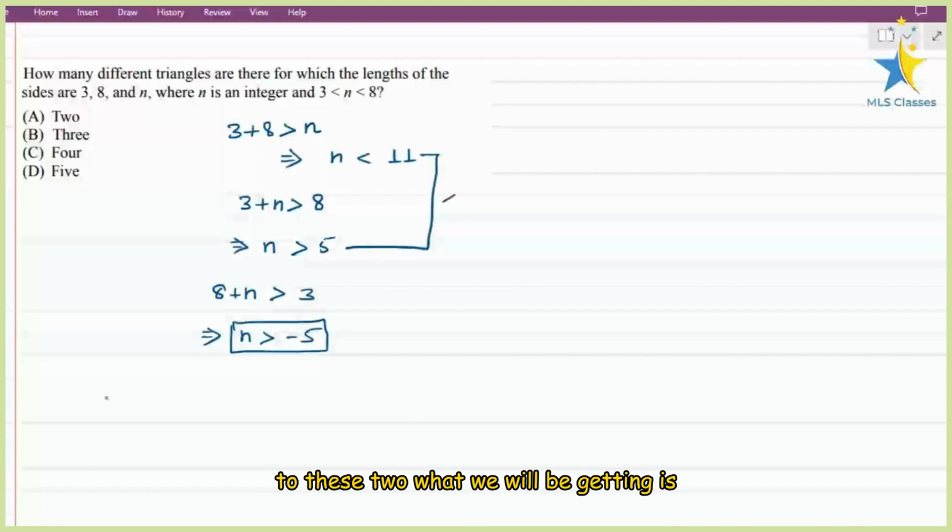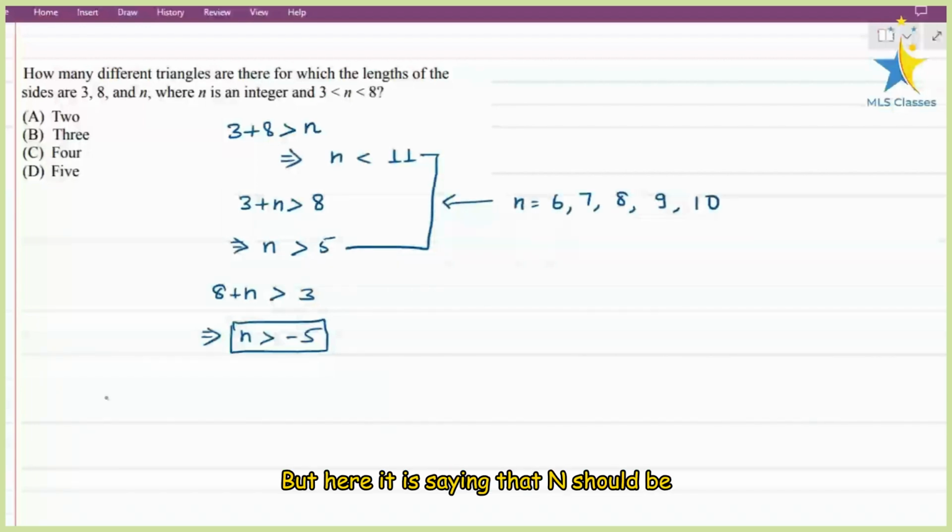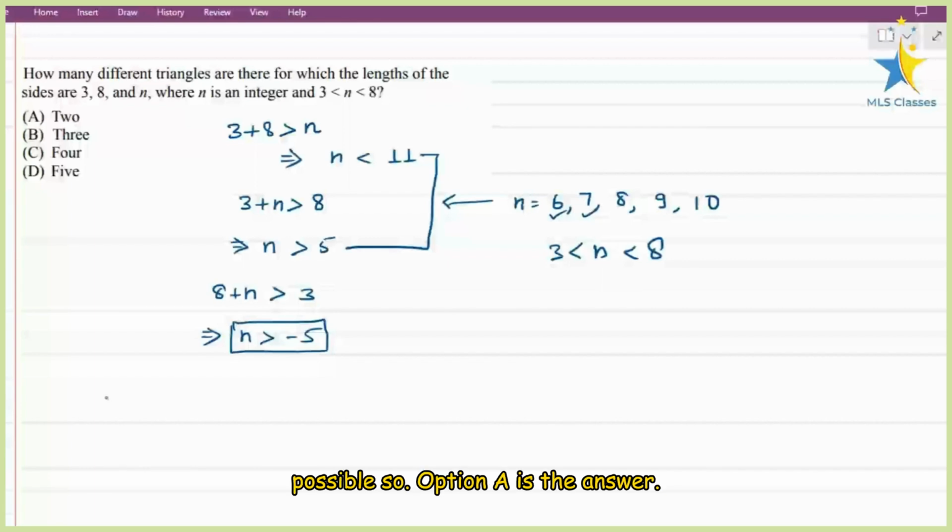So according to these two, n can be 6, 7, 8, 9, 10. But here it is saying that n should be between 3 and 8. So it should be only 6 and 7. Two values are possible. So option A is the answer. Moving on to next question.